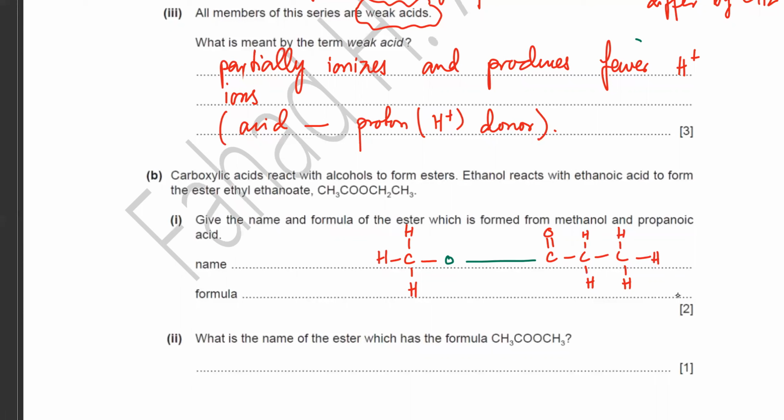So you can draw a condensed version. It's CH3 followed by O, then there's another CO, then there is CH2, and then there is another CH3. Okay, so it's CH3 with O, CO, CH2, and CH3.